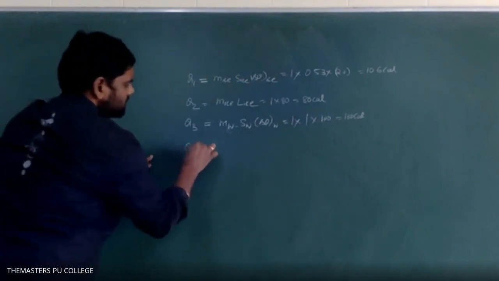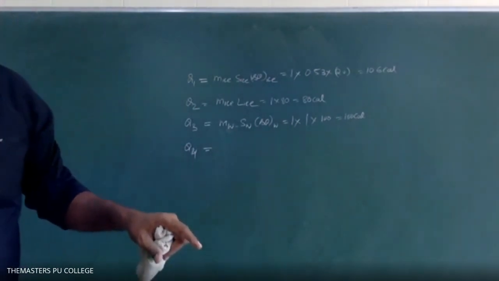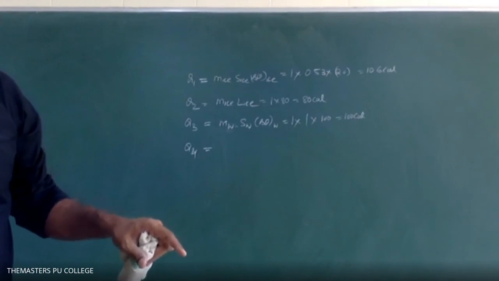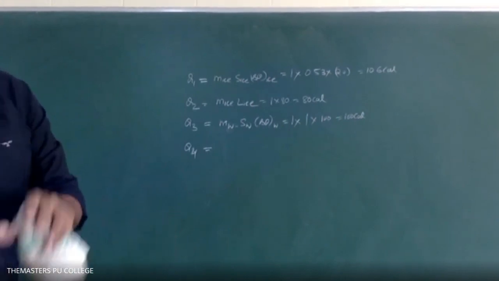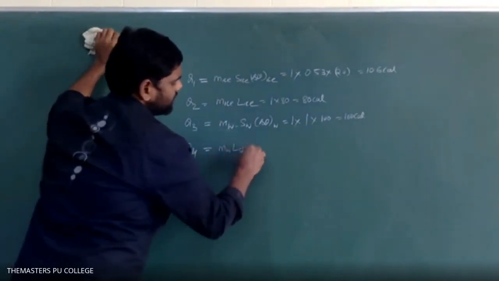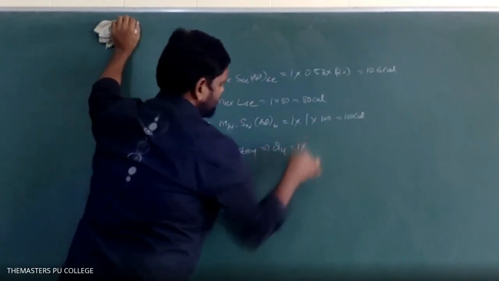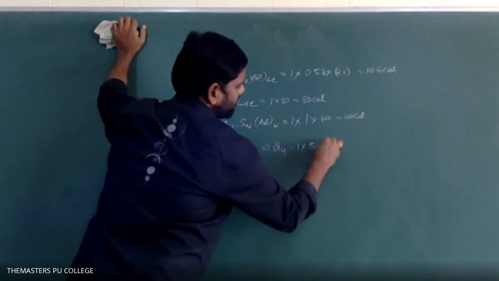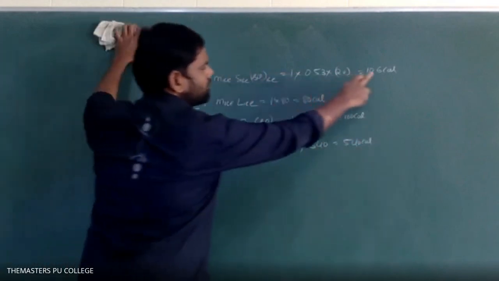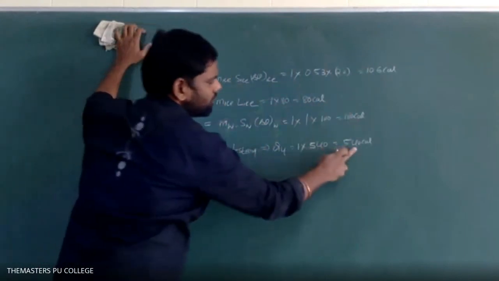Next, Q4. Q4 is the heat required to convert water to steam, D to E. At D to E, at constant temperature 100 degrees centigrade, the water is converting into steam. So I can write mass of water into latent heat of steam. Q4 equals 1 into 540, that equals 540 calories. Total: Q1 is 10.6, Q2 is 80 calories, Q3 is 100 calories, Q4 is 540.